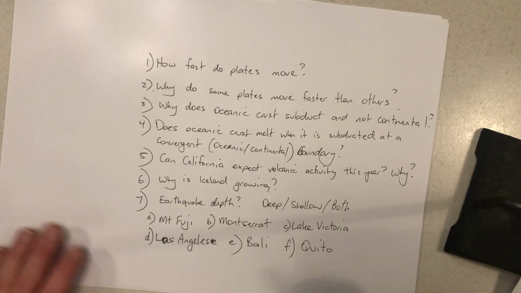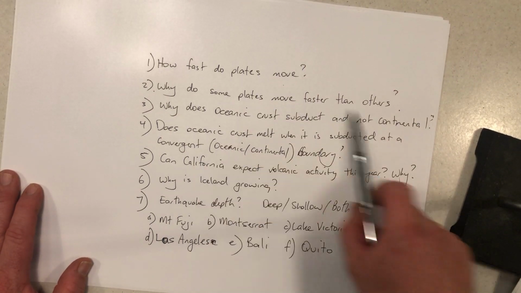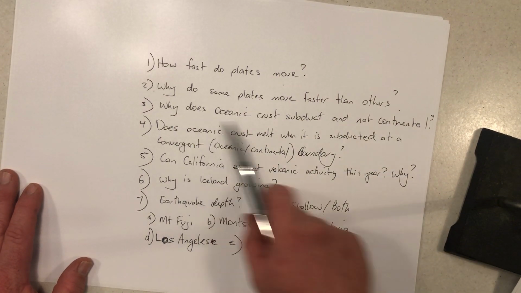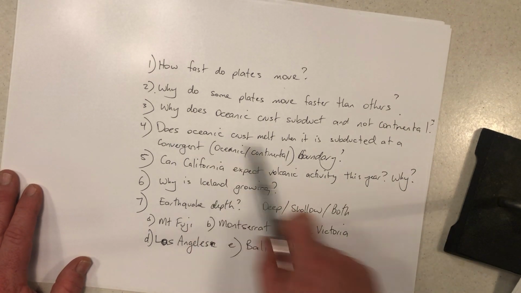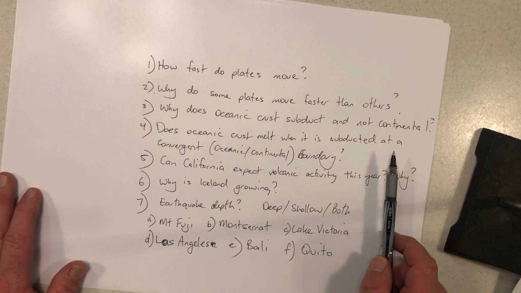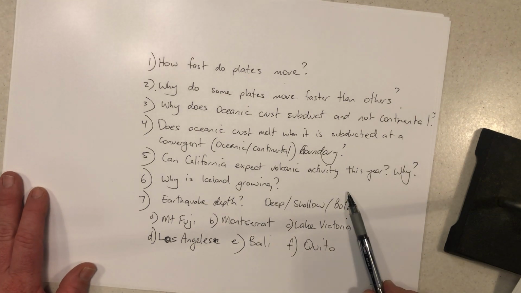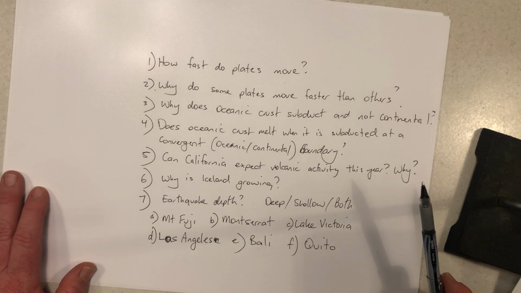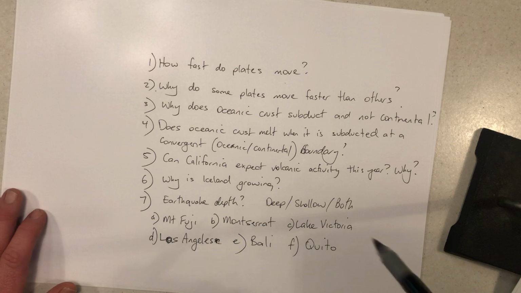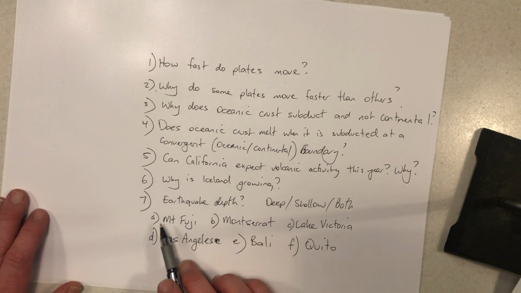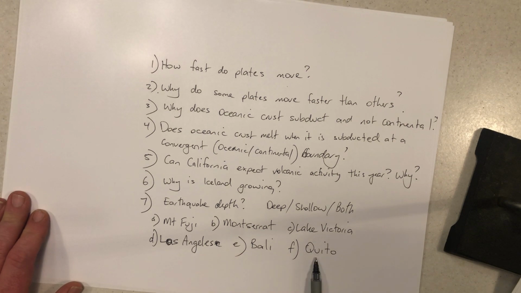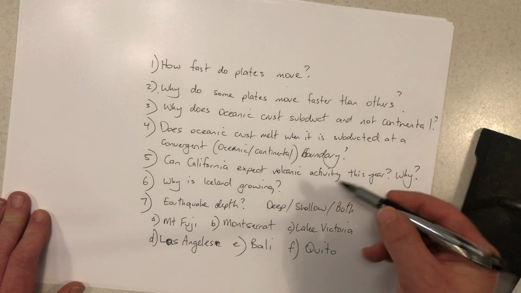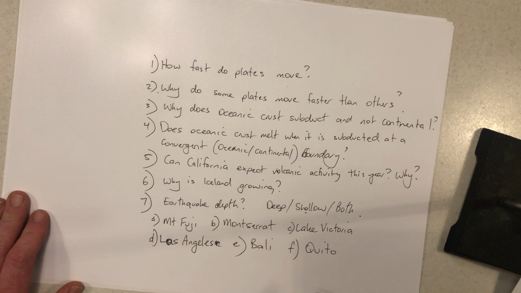Okay, I hope you can see those questions. How fast do plates move? Why do some plates move faster than others? Why does oceanic crust subduct and not continental? Does oceanic crust melt when it's subducted at a convergent boundary? Can California expect volcanic activity this year? If so, why? Why is Iceland growing? And tell me, at each of these locations, Mount Fuji, Montserrat, Lake Victoria, Los Angeles, Bali, and Quito, does it have deep earthquakes, shallow earthquakes, or both?